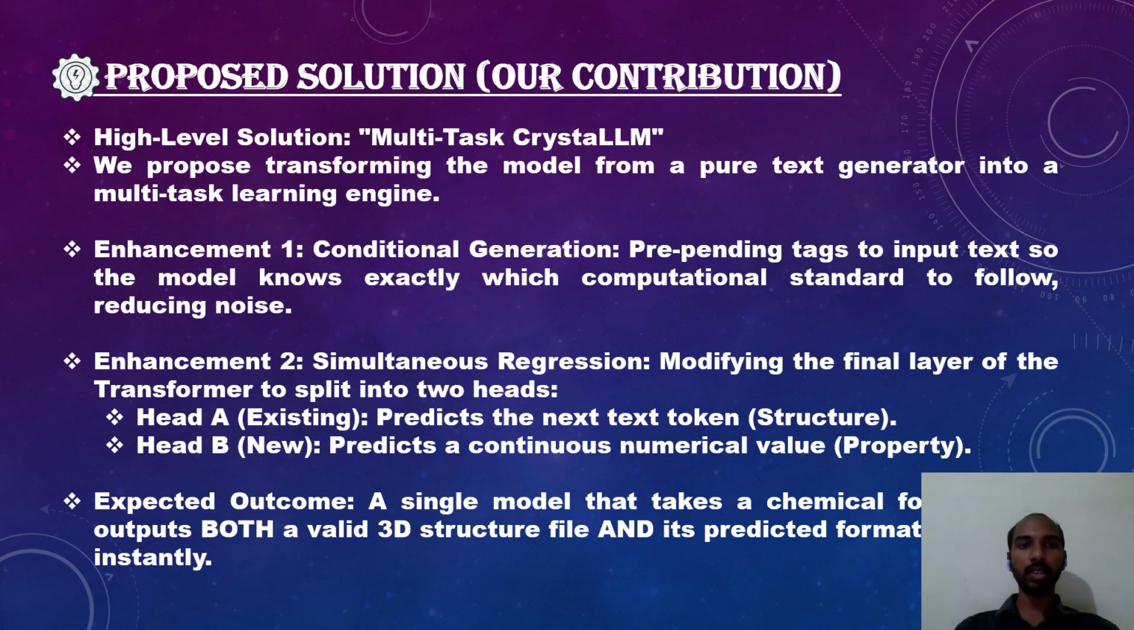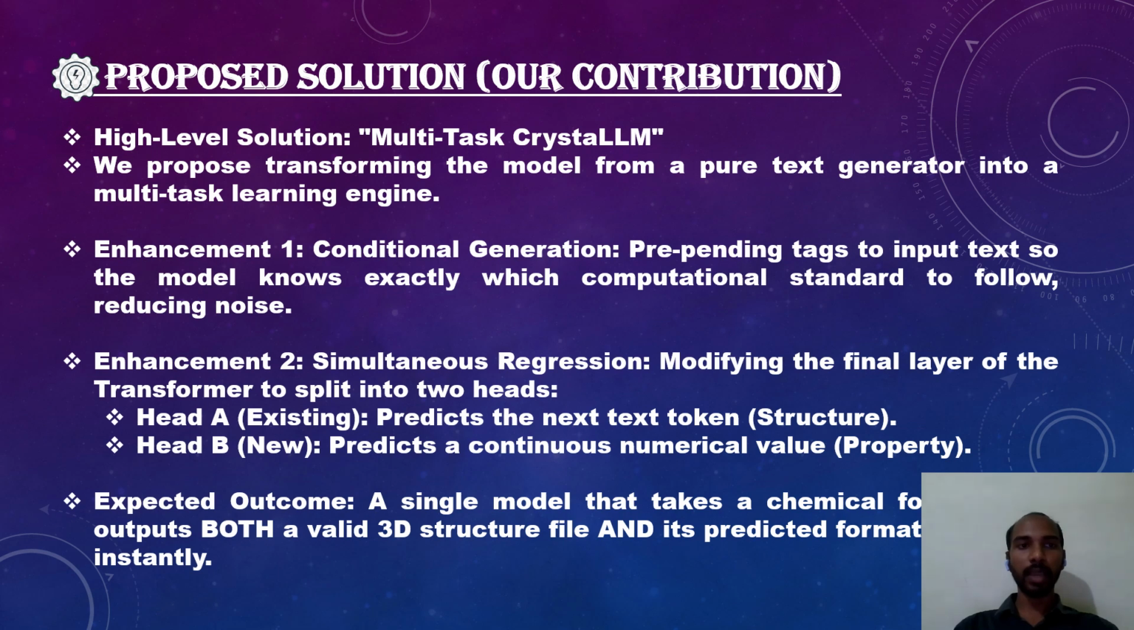In the original model, the system only performs one task, which is generating the crystal structure. But in our approach, we convert the model into a multitask learning system. The first improvement we introduce is conditional generation, and in this we add special tags or tokens at the beginning of the input data. These tokens help the model understand the source of the data and the computational settings used. This reduces the problem of data inconsistency.